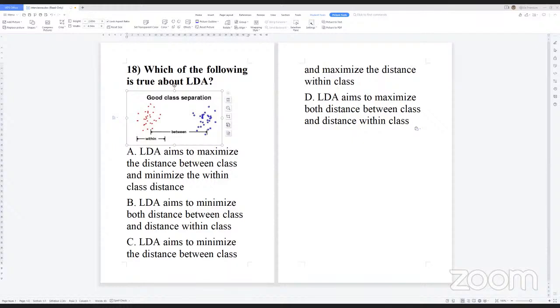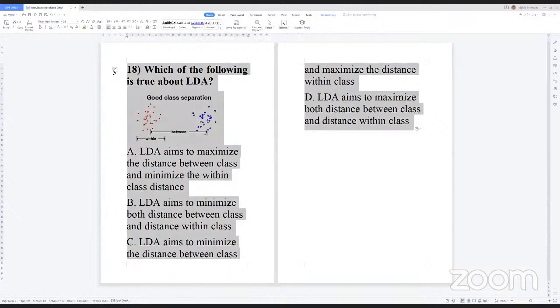A. Yes, you're right. LDA aims to maximize the distance between class and minimize the distance within class. Option A is the correct answer. Okay, we'll go to the next question.